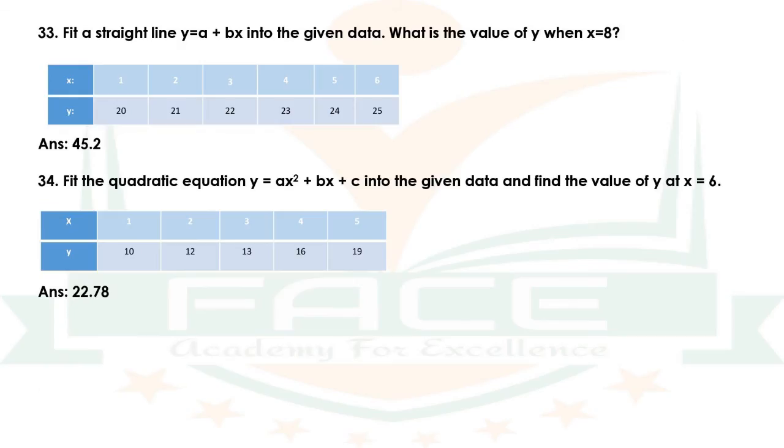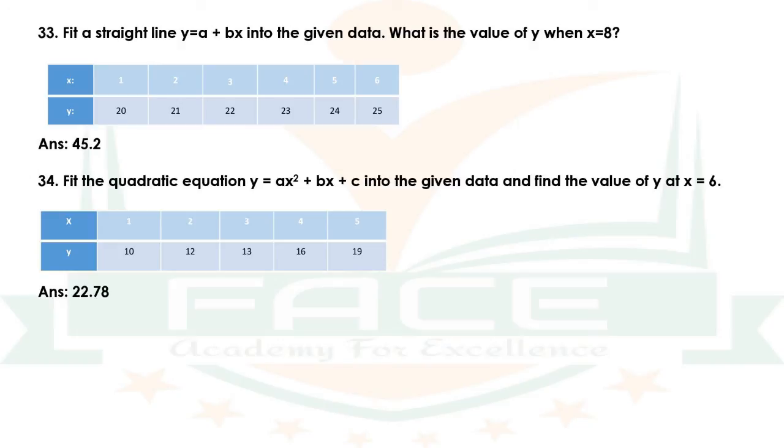Question number 33. Fit a straight line y is equal to a plus bx into the given data and find the value of y when x is equal to 8. The given data has 2 variables x and y. The values of x are 1, 2, 3, 4, 5 and 6. And the values of y are 20, 21, 22, 23, 24 and 25. The answer is 45.2.